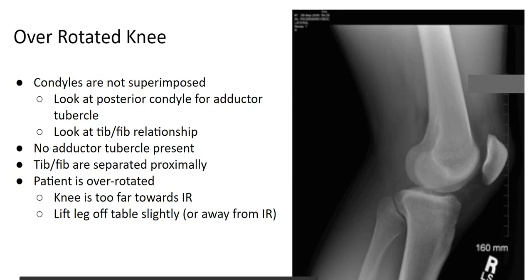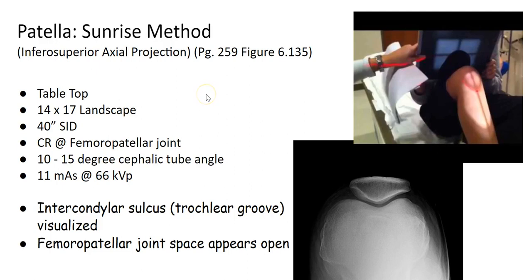Okay, good. Let's look at our next projection. This is a projection of the patella. And remember earlier we talked about you can do a lateral of the patella? Well, this is the other projection that you would do of the patella. And there are 4 different ways to obtain this picture. And we are going to learn and check off on the sunrise method. This is also called the inferior-superior axial projection because we're shooting from the inferior aspect to the superior aspect of the knee. And we're using a tube angle greater than 10 degrees. So that's where axial comes from.